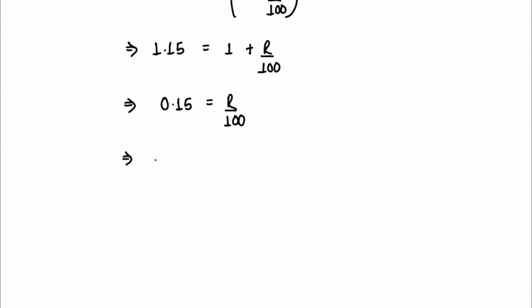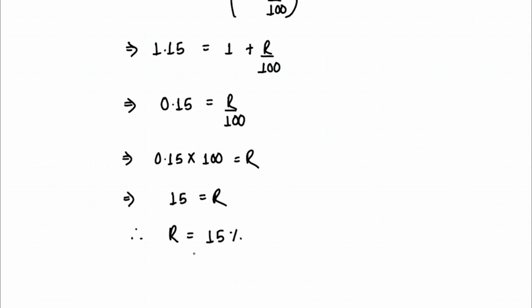And now when we move that 100 over to our left side, it becomes multiplied, right? So 0.15 times 100 is equal to r. And we have 0.15 times 100 is 15 equals to r. And therefore, we have our rate of compound interest as 15%. And we have found one of the answers.